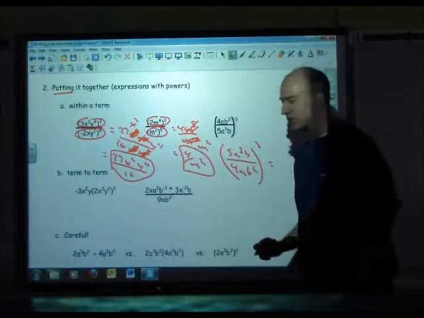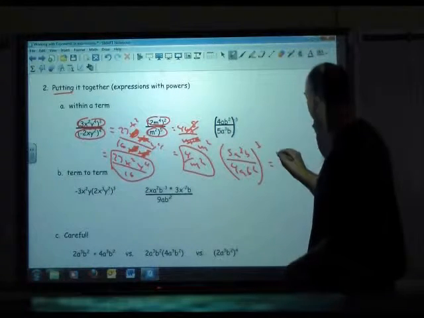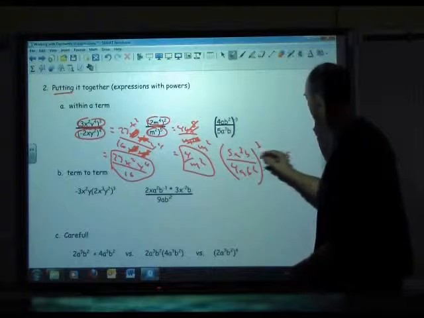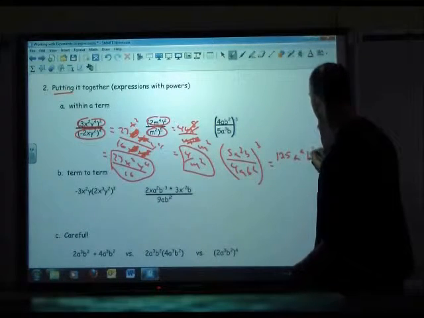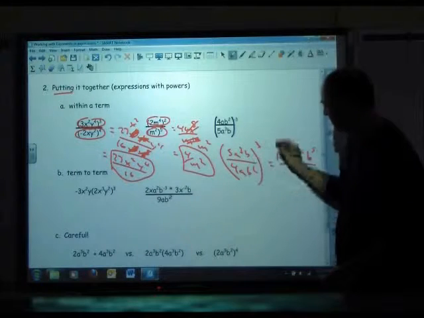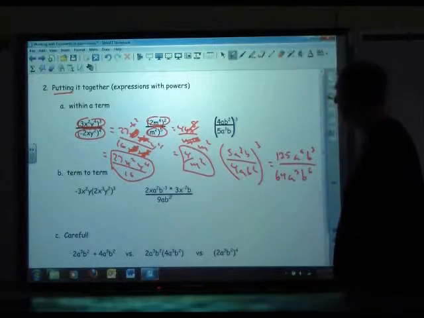I guess we can finish this one off. That would be 5 cubed, 5 times 5 times 5. 5 nickels is a quarter, 5 quarters is 125 cents. So 125 stacked, a to the 9th, b cubed over, looks like 64, a cubed b to the 6th.